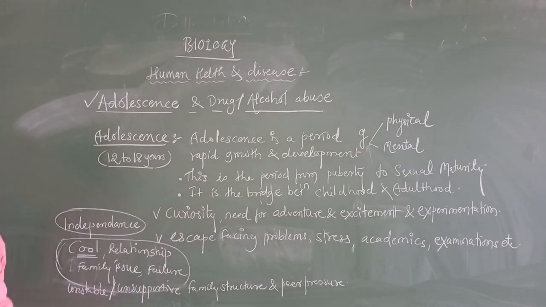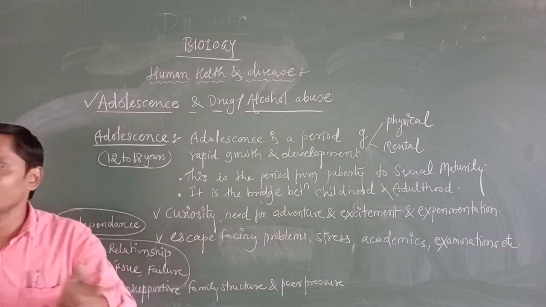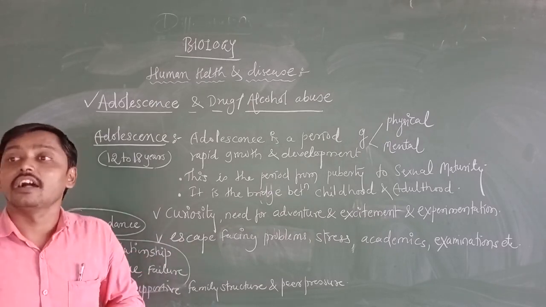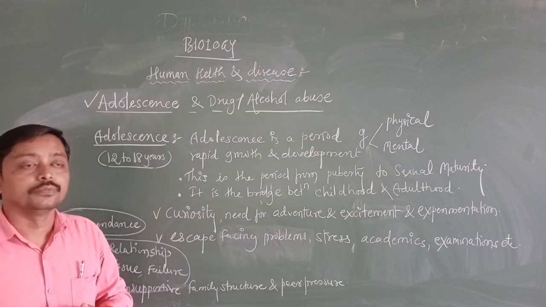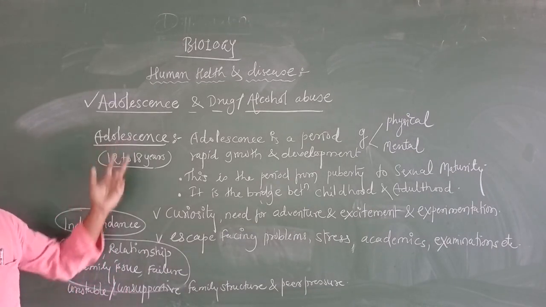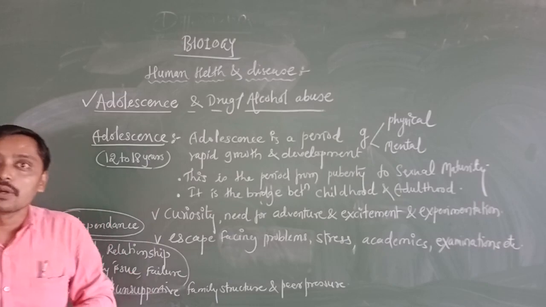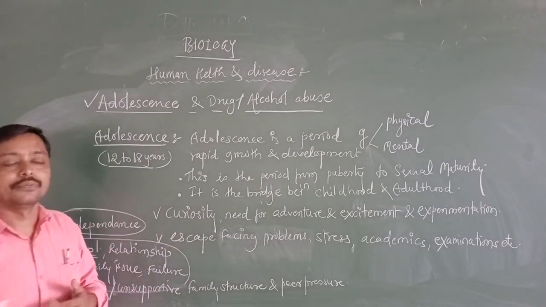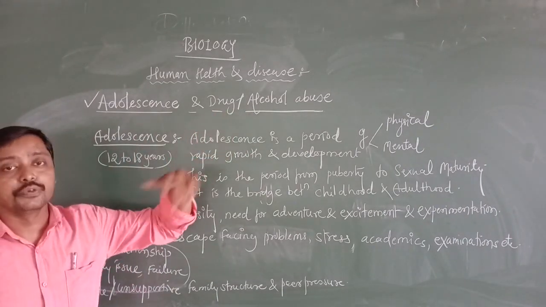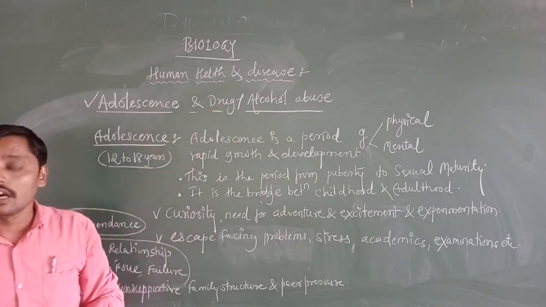Next one is family issues. Sometimes you have heard that many times there is a fight between mother and father, or they are undergoing some economic problems. When these problems are observed by adolescents, the age group between 12 to 18 years, it has an effect on their psychology, and that leads them to fall prey to drug and alcohol abuse. That is also one cause for adolescents to go into drug and alcohol abuse.